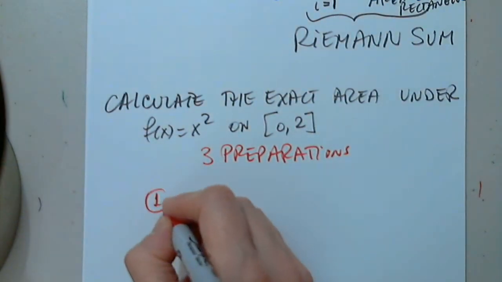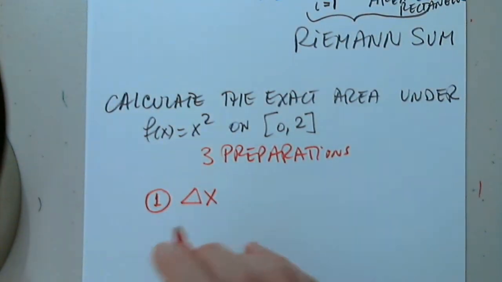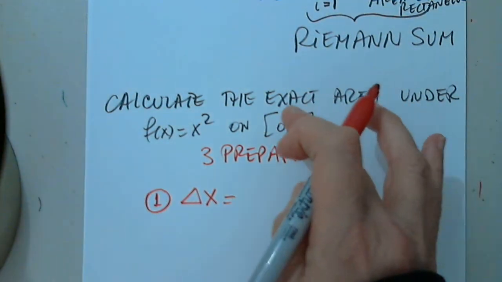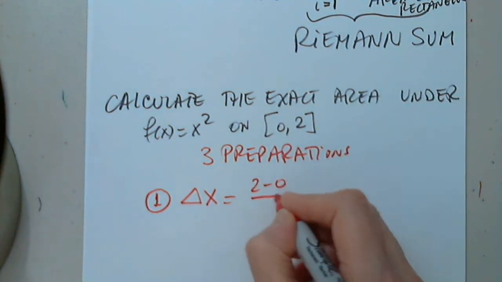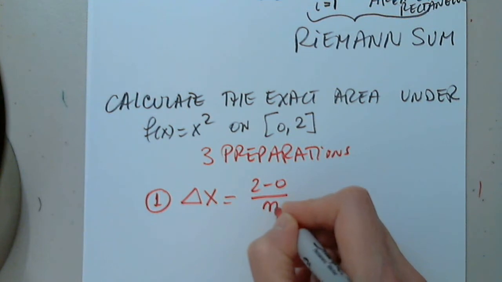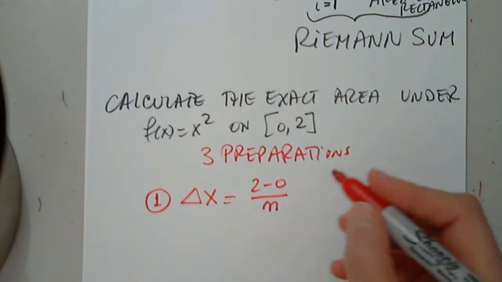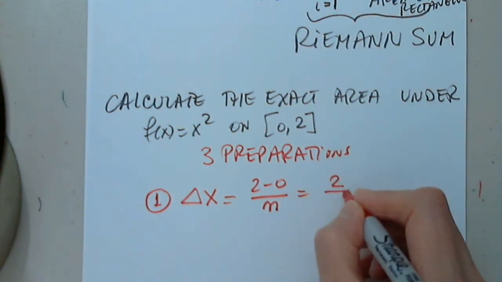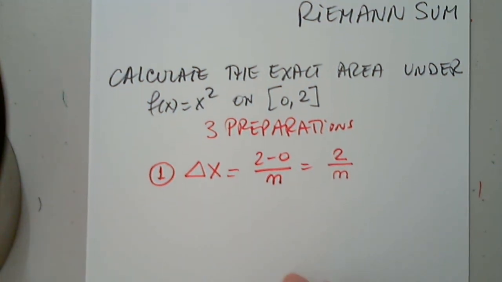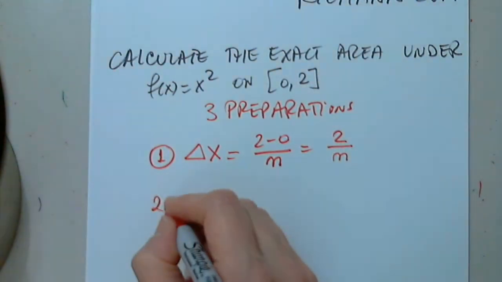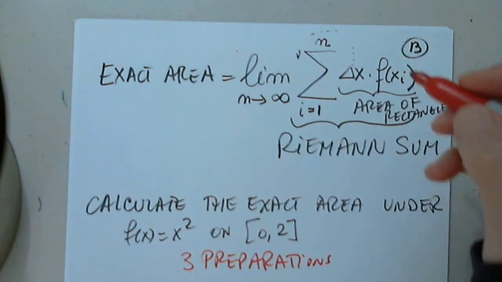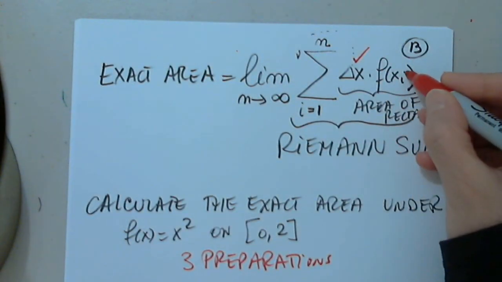Number 1, delta x, always first. 2 minus 0 divided by n. Of course, we have n subintervals. So delta x is fixed, 2 over n. The second prep, so this was this. Second prep is this.